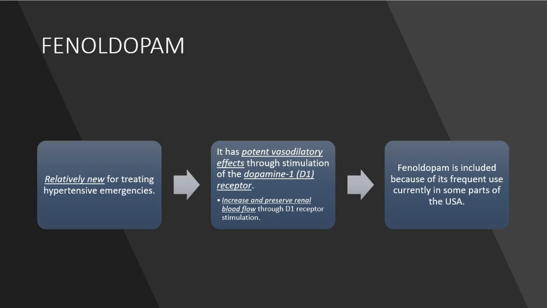Okay, fenoldopam. I don't know, it's relatively new for treating hypertensive emergencies. See, I don't even know what it is. It has potentially vasodilatory effects through stimulation of dopamine receptors, and so it increases and preserves renal blood flow through D1 receptor stimulation. So fenoldopam is included because of its frequent use currently in some parts of the United States. I haven't seen this yet, but I'm definitely interested. I like what it does.